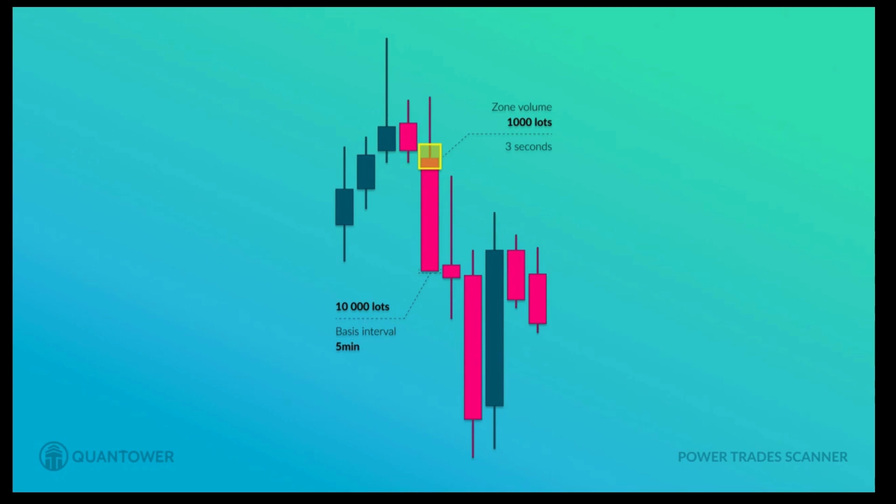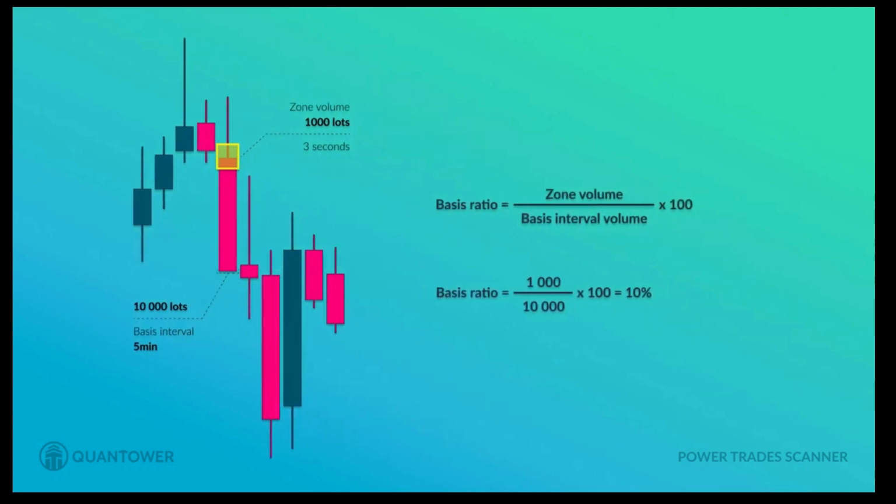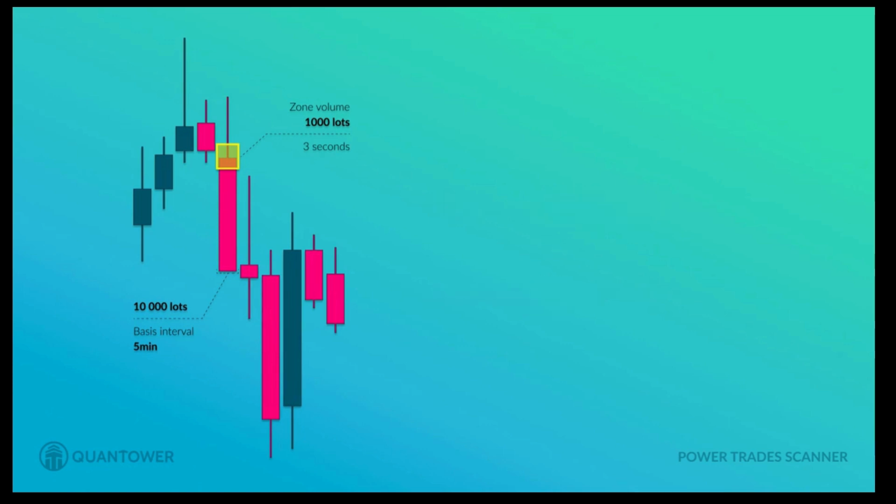So now we're going to calculate a basis ratio of our zone. We take the volume of the zone and divide it by the basis interval volume, which is 1,000 divided by 10,000, multiply that by 100, and that equals 10%. So in other words, within those 3 seconds, 10% of the 5-minute volume was traded, and that's not very much. Now what conclusion can we make? The volume is strong but not critical, because the moment of trading is very intense and the DOM is dense, and because that zone only has 10% of basis volume.